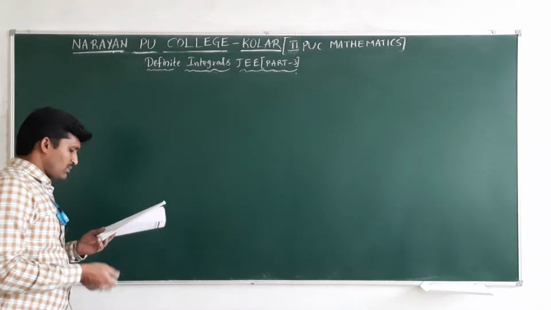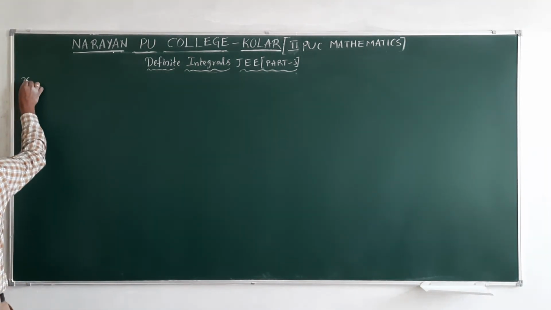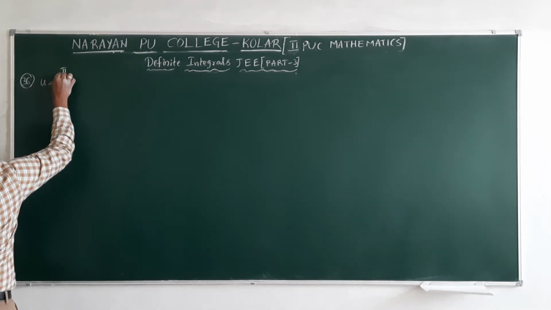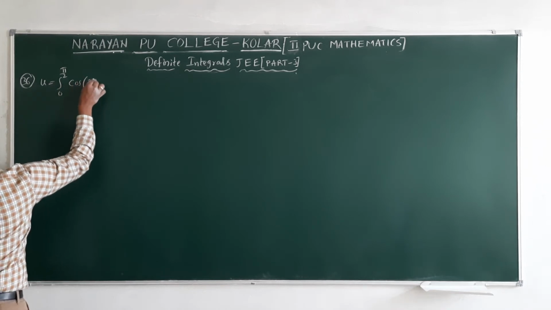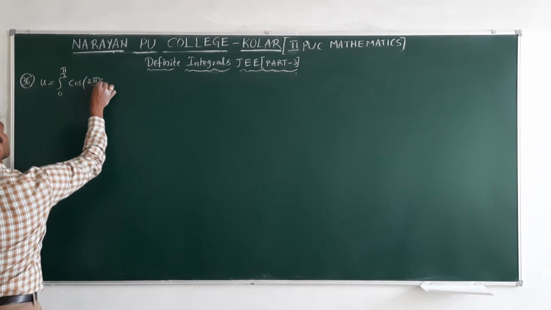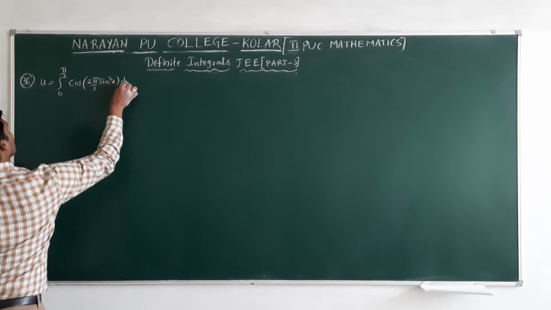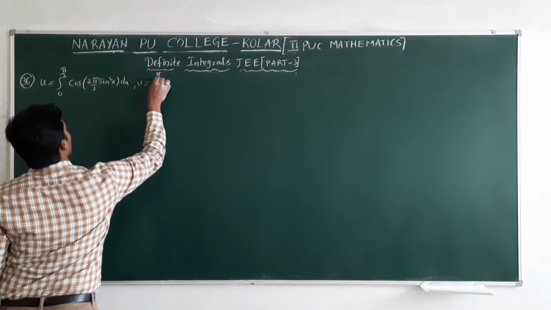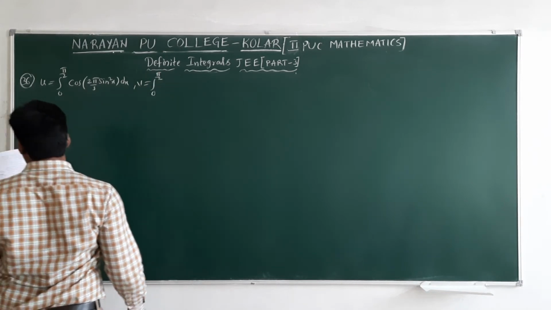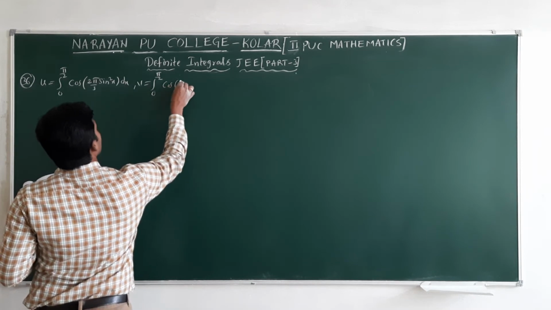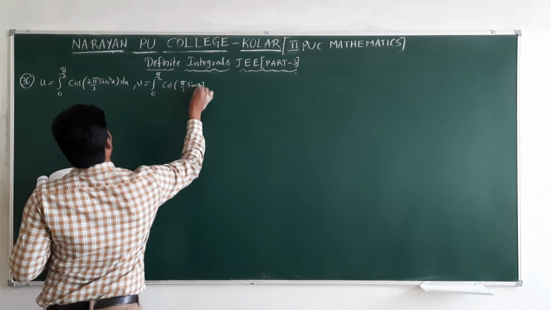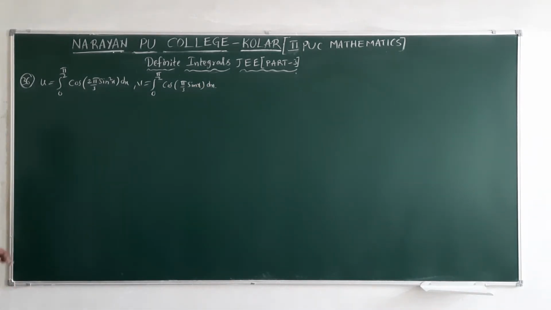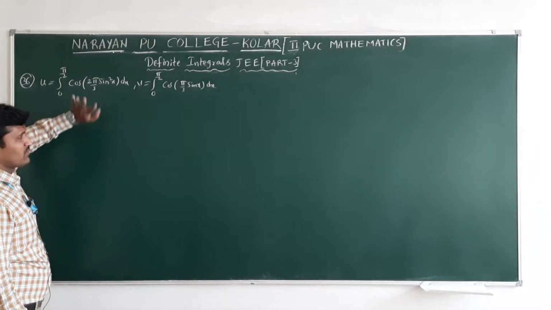Next, question number 36. u equals integral 0 to π/2 of cos(2π/3 sin²x) dx, and v equals integral 0 to π/2 of cos(π/3 sin x) dx. In this, we need to verify the relation between u and v. We need to find it out.